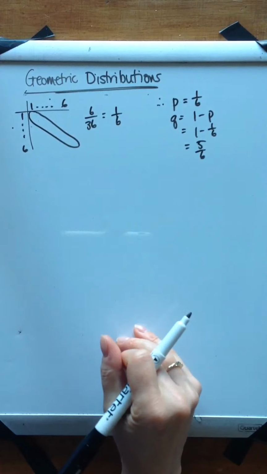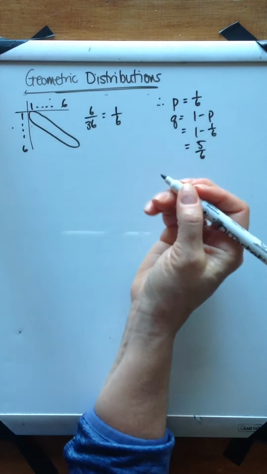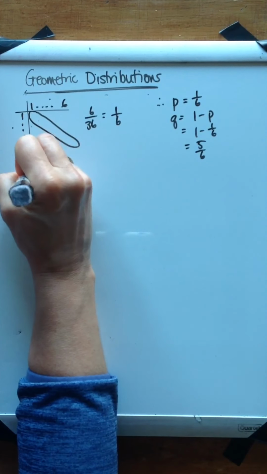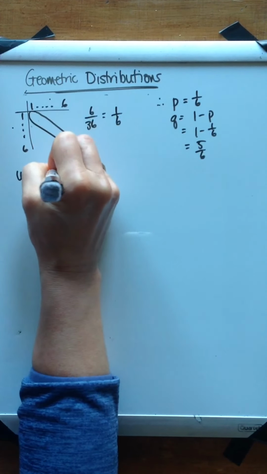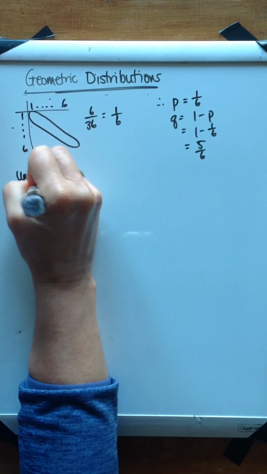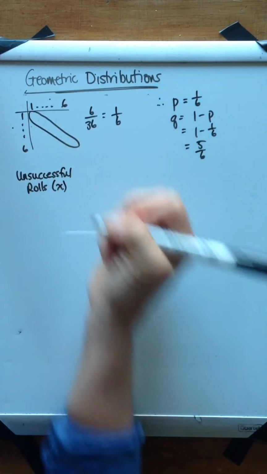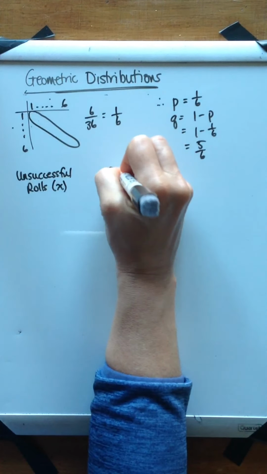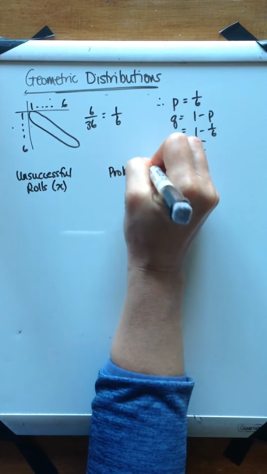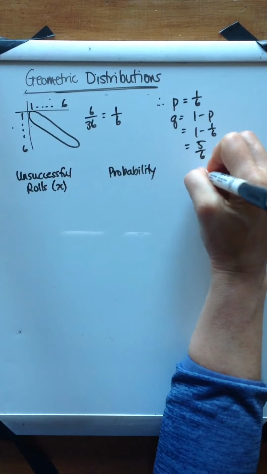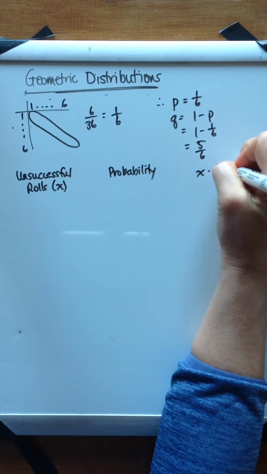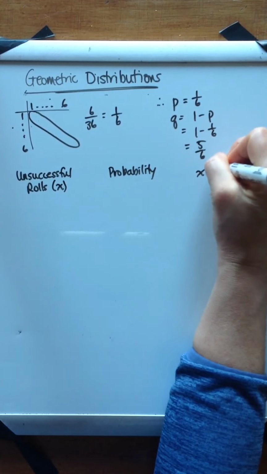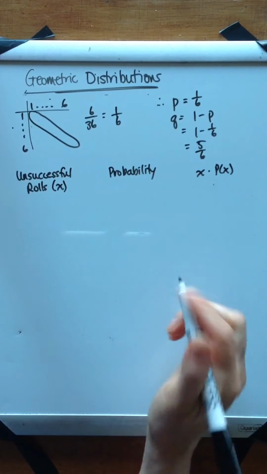Let's do a distribution table to show a whole bunch of the different scenarios. So in our first column, let's do the number of unsuccessful rolls, or in other words, this is our little value of x, our waiting period. Let's look at the probability. And then let's also do an x times P of x column here as well, because as you might expect, we're going to look at how we can calculate the expectation too.